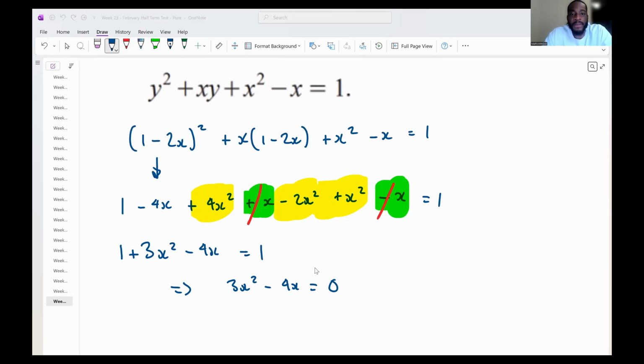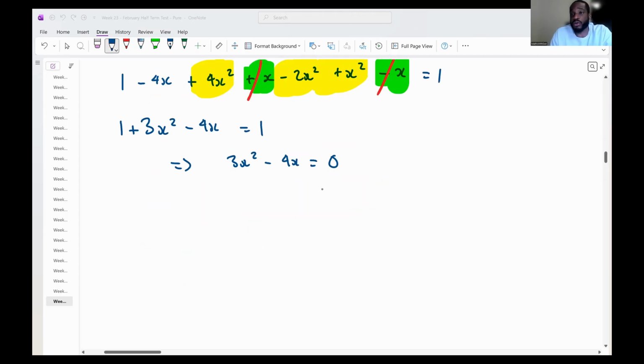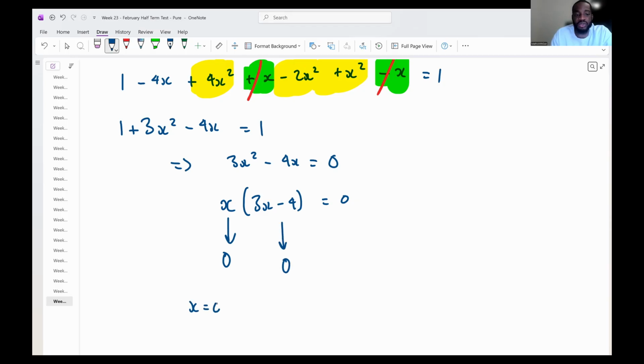Yeah? Okay. So now, to get x, what do we do? Well, we need to factor. So quadratic we factorize. Let's take out an x. We're going to have x times 3x minus 4 is equal to 0. Once we're here, what does that mean? It means either this is 0 or that is 0, right? So that means that one solution is x equals 0. The other solution is when 3x minus 4 is equal to 0, which means that x is 4/3, isn't it?